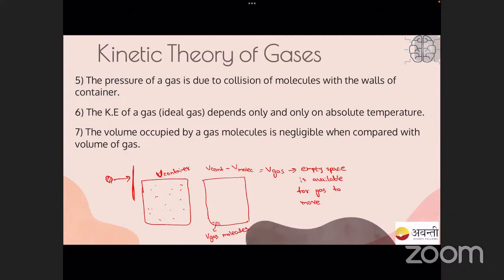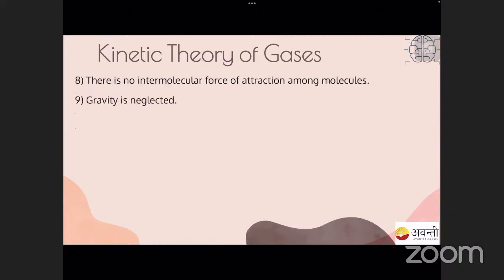If you see that the volume of molecules is very small, let's say 100 is there and the volume of gas molecules is 0.1. If you remove 0.1 from 100, it doesn't affect much, right? 99.9. So it doesn't affect much. That's the reason why we neglect the volume of gas molecules if we take them as point masses. Now, one more important thing: there is no intermolecular force of attraction among molecules.